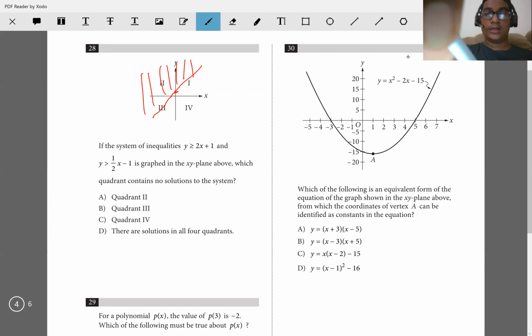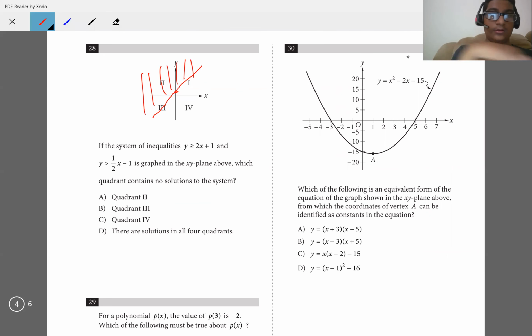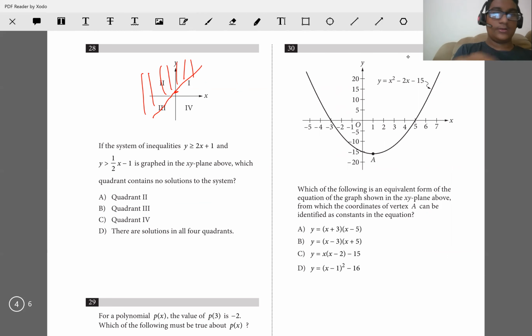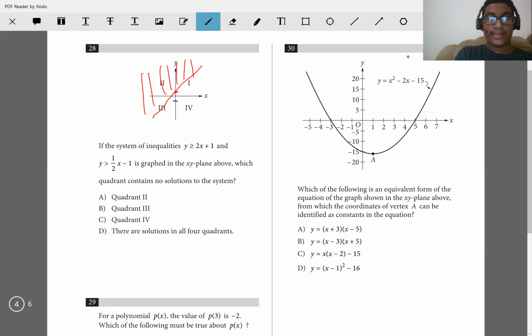And I'm going to draw the other one in a different color so that it's easier for you guys. Okay, so now the second equation, y is greater than 1/2 x minus 1. So that would be like right here.